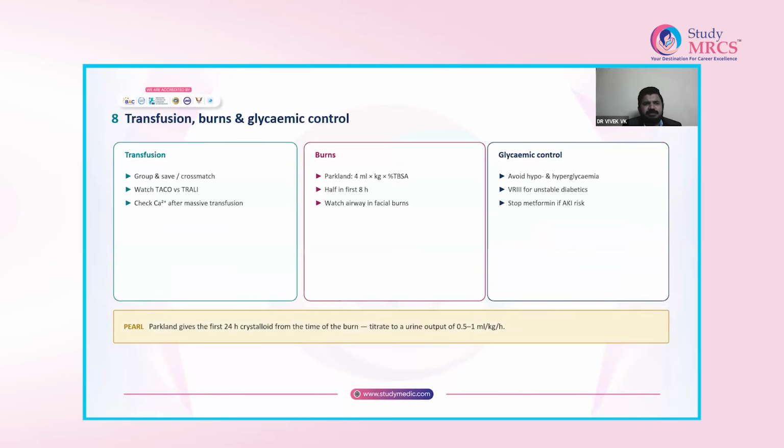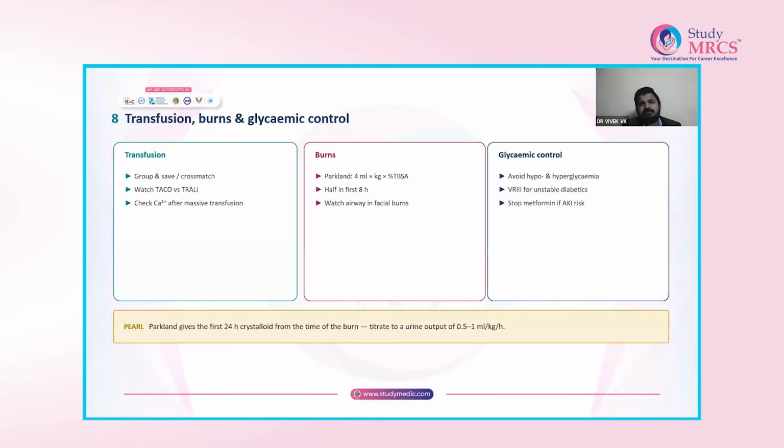So the transfusion, burns and glycemic control. The transfusion, as already described, you have to follow a massive transfusion protocol. That is a 1:1:1 ratio. If the patient is transfused, you have to look for complications related to transfusion, like transfusion associated cardiac overload or the transfusion related acute lung injury, that is the TRALI. Massive transfusion can also cause hypocalcemia and you have to correct the calcium.